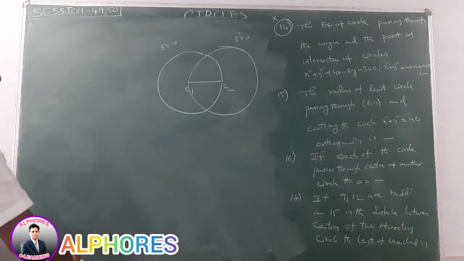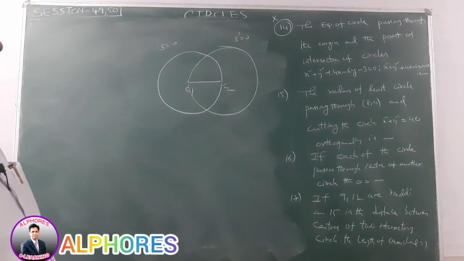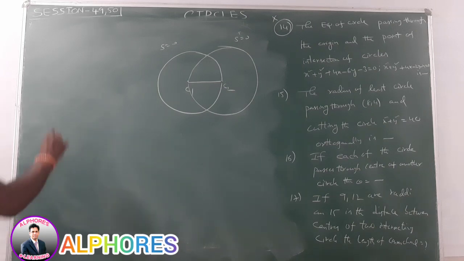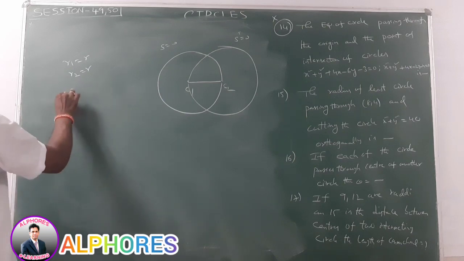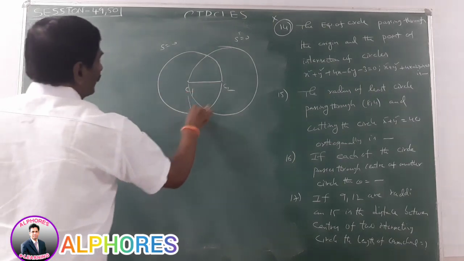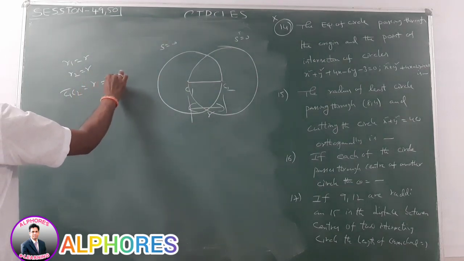Since each of the circles passes through the center of the other circle, it is possible only when the radii of the two circles are equal. Let R1 is equal to R and R2 is equal to R. At the same time, C1, C2 is nothing but the radius of the circle. It is also R. C1, C2 is equal to R. That means D is equal to R.